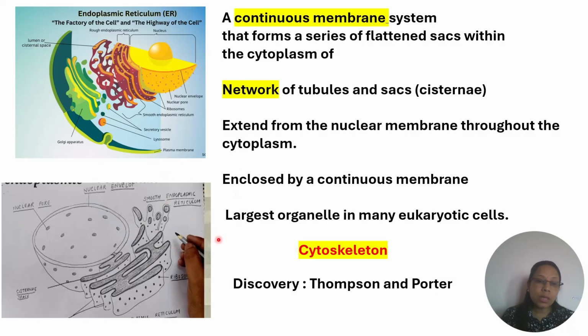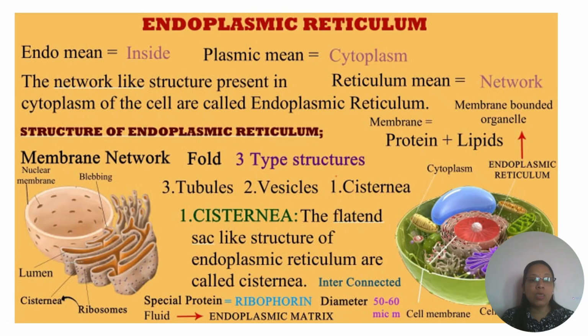This endoplasmic reticulum is the largest organelle and it provides structural support also, and therefore the ER is also called what? Cytoskeleton of the cell. Moving ahead, endo stands for inside, plasmic stands for cytoplasm, and reticulum stands for network. Therefore, endoplasmic reticulum is a network inside the cytoplasm.